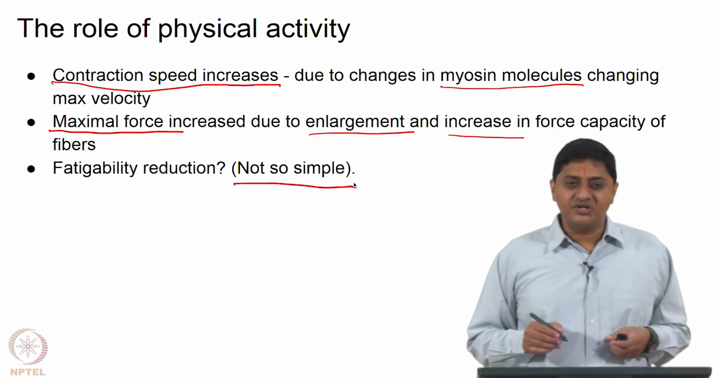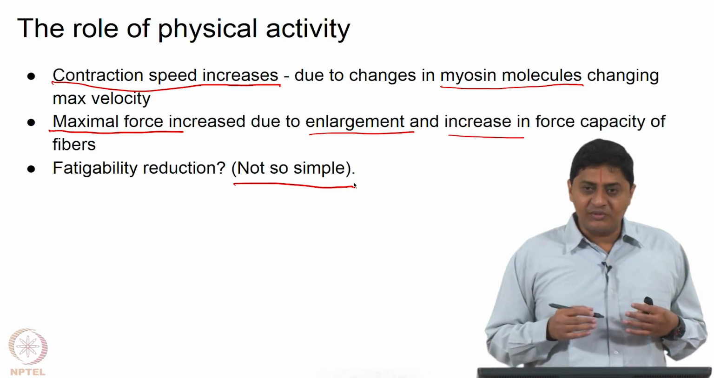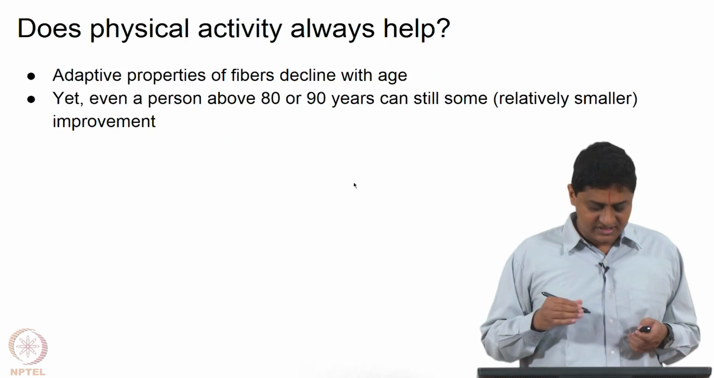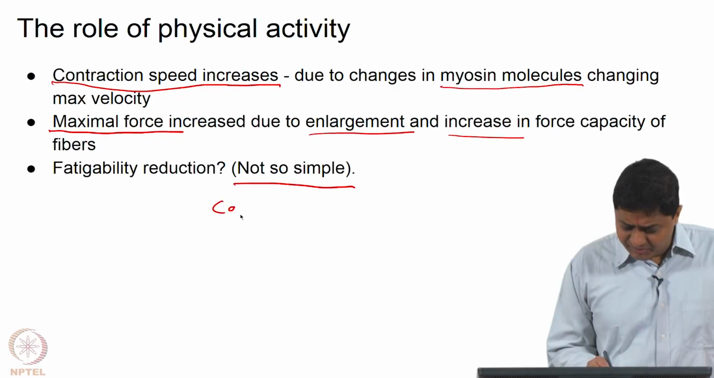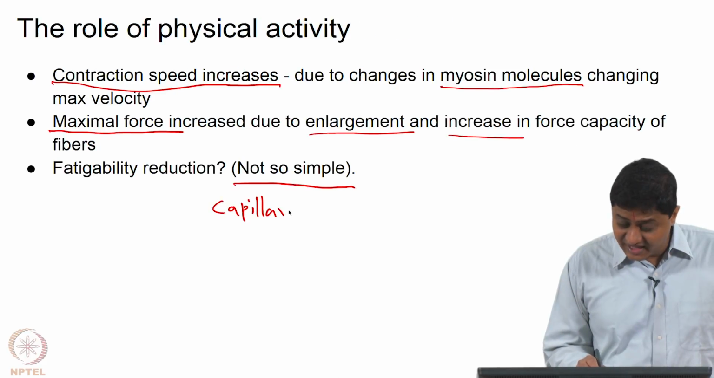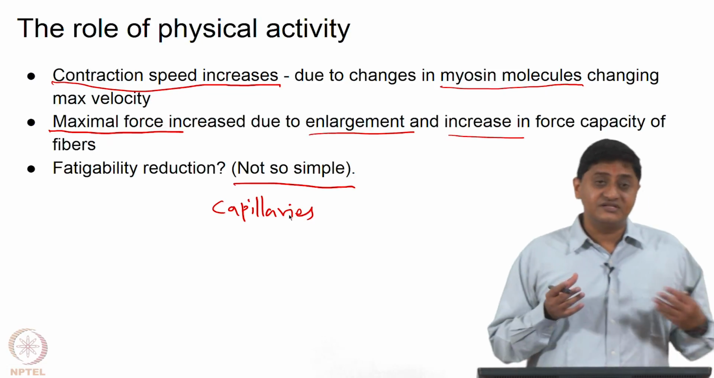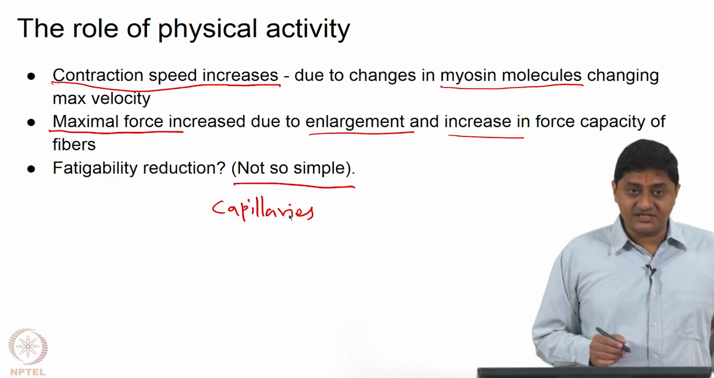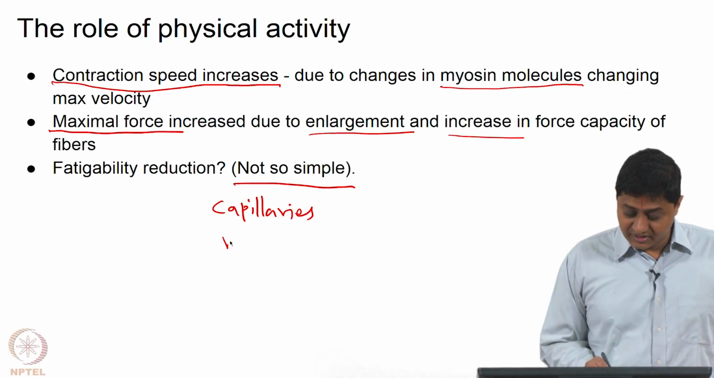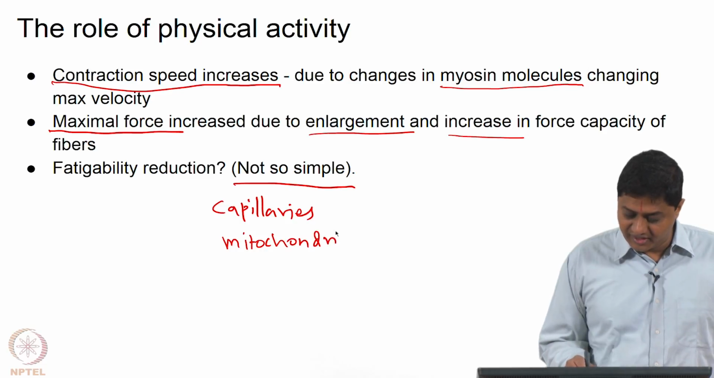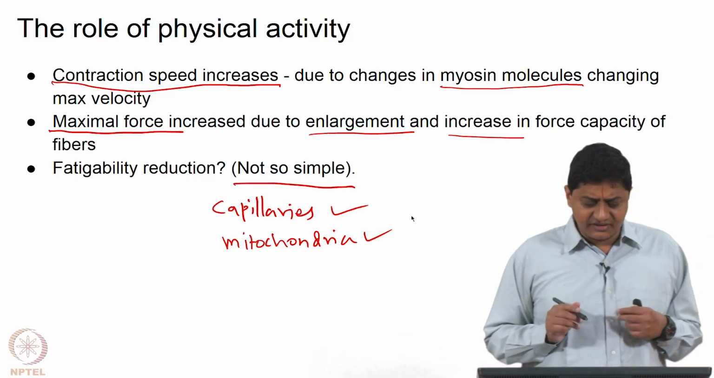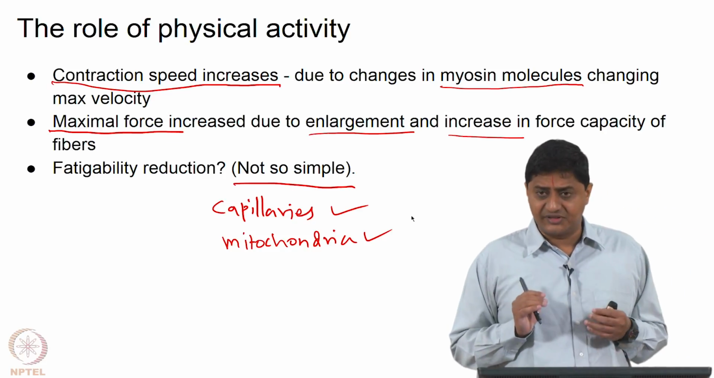Fatigability reduction is actually not so simple. It is accompanied by changes at several levels of control. These can be changes in the properties of the capillaries, because we said this is an oxidative process, more oxygen is needed, right. So, changes in the capillaries and changes in the distribution of mitochondria, etc. A combination of several other things causes reduction in fatigability.